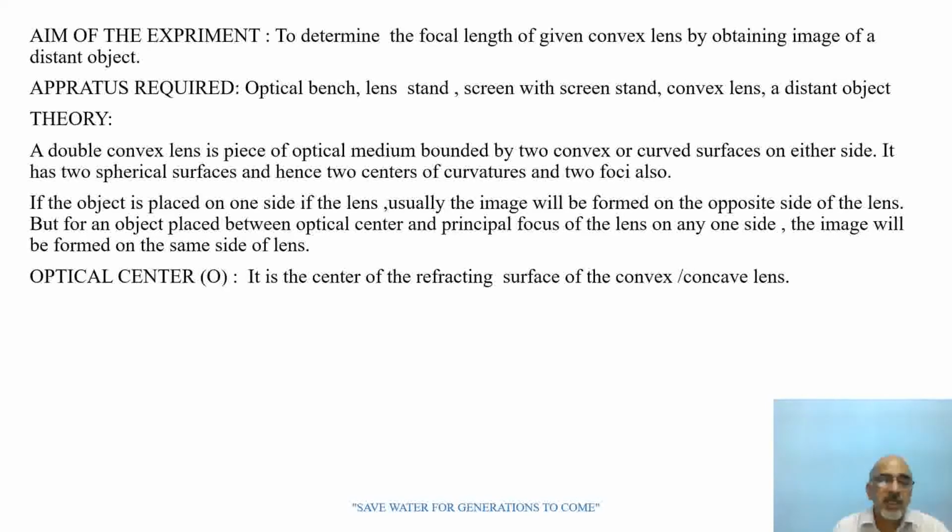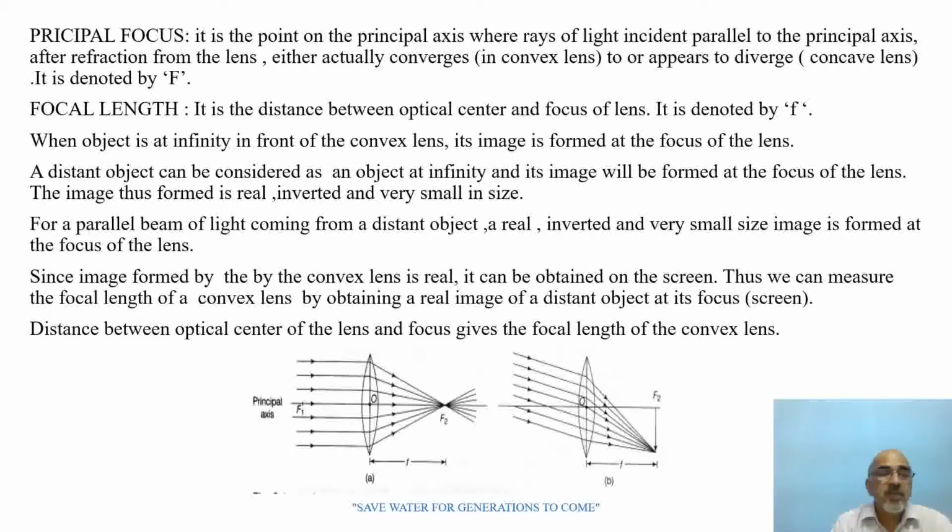Now the first term is the optical center. It is the center of the refracting surface of the convex lens or concave lens. The next term related to a lens is the principal focus. So what is the principal focus? Again we are repeating here because you have been taught in theory.